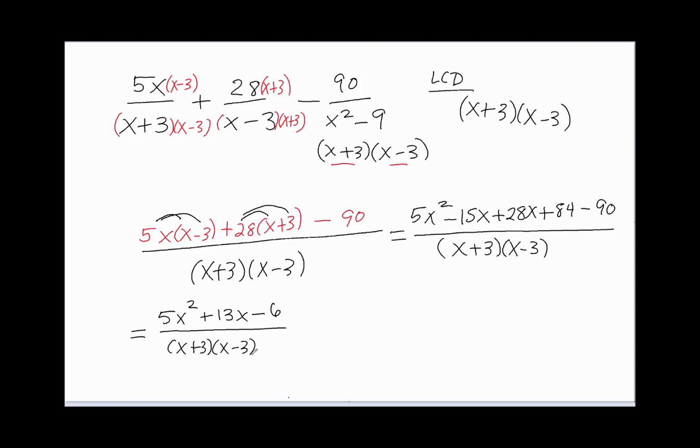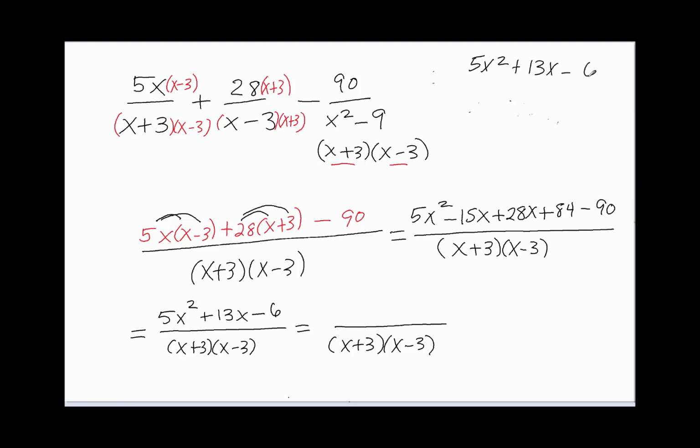Now, in addition to combining by getting a common denominator, I need to write this in simplest form. So that means I need to factor the numerator. The bottom is already factored. I need to factor that numerator and see if I have any common factors in the denominator with the numerator that will reduce. So I'm going to go up here in the corner and create a little bit of room to do the factoring of 5x squared plus 13x minus 6.